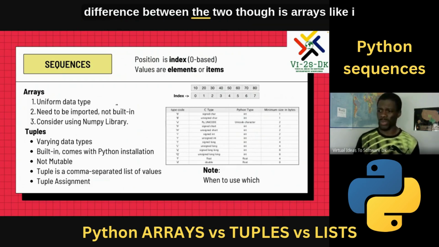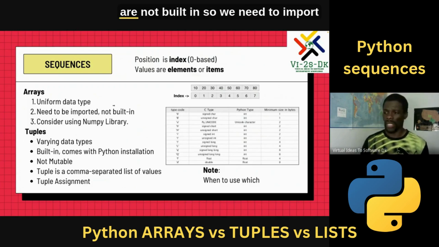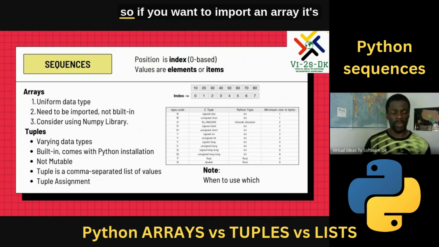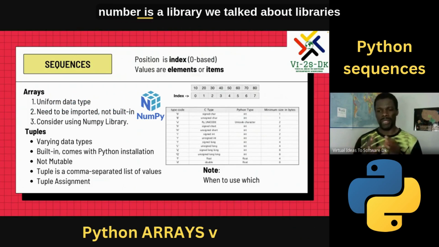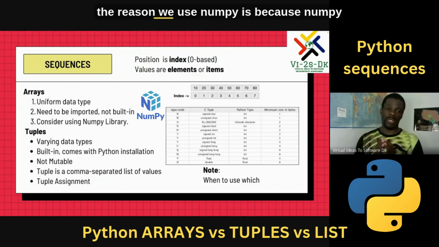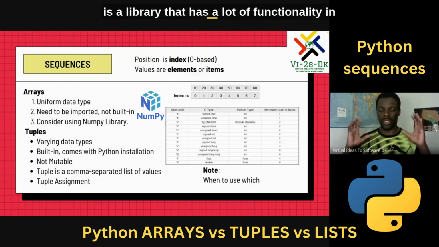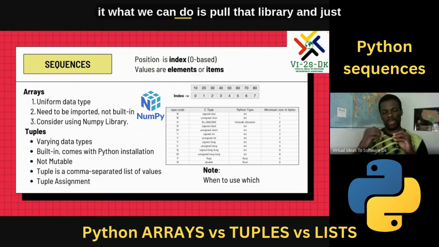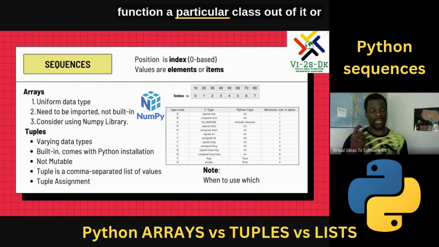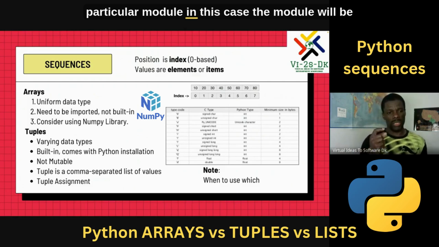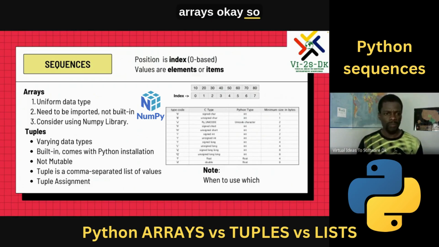The difference between the two, though, is arrays, like I said, are not built in, so we need to import them. If you want to import an array, it's always good to consider using NumPy. NumPy is a library. We talked about libraries. The reason we use NumPy is because it is a library that has a lot of functionality in it. What we can do is pull that library and just pick a particular function or a particular class out of it, or a particular module. In this case, the module will be arrays.